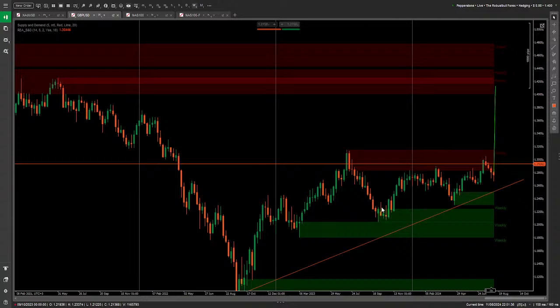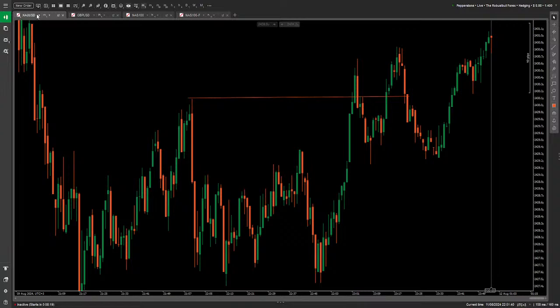That's one of my favorite currencies today, by the way. And now let's look at gold. So basically I have three markets that I always monitor. We have gold, GBP, and then NAS 100.